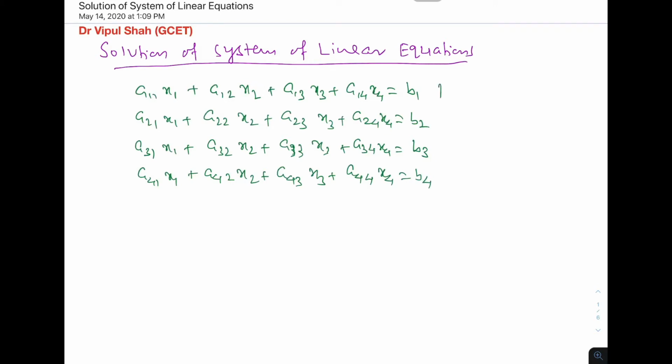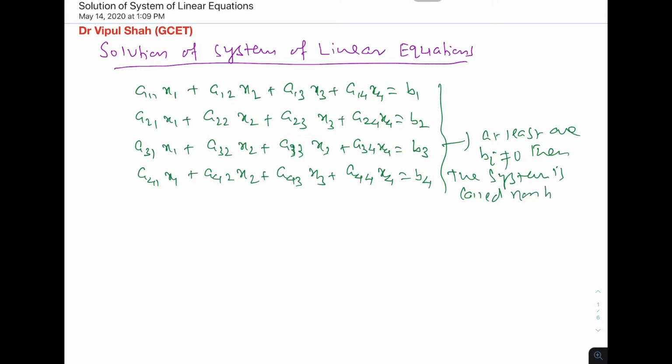Now if at least one bi is non-zero, then the system is called non-homogeneous. Later on we shall see the homogeneous system also.